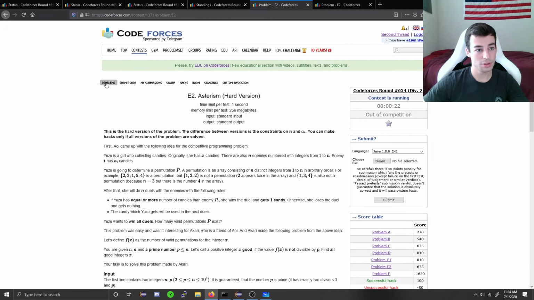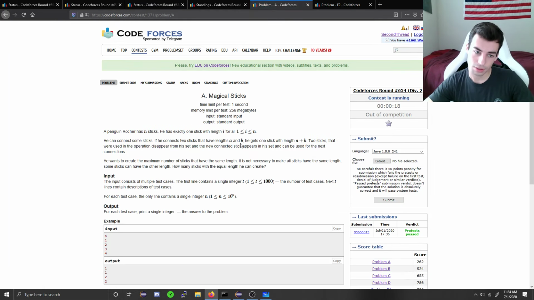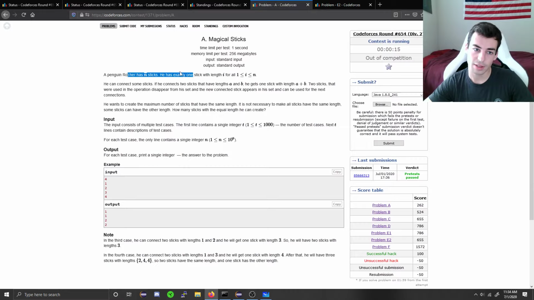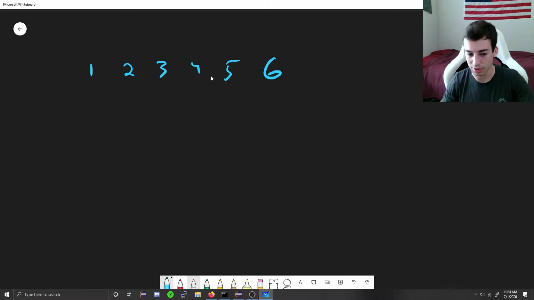So, easiest to hardest, as usual. Problem A, magical sticks. So you have n sticks, 1 stick of each length. Let's just draw out the numbers. 6 is a good example, I think.